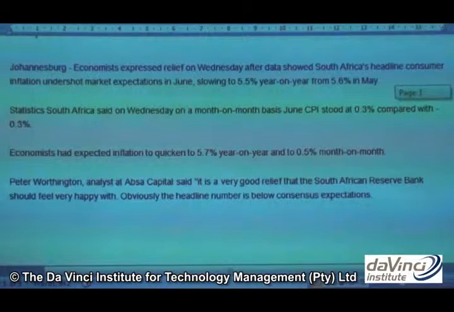Slowing 5.5% year on year from 5.6 in May. Okay, thanks. Mandy, why don't you carry on? Statistics for Africa say on Wednesday and a month as okay, David, June CPI stood at 0.3% compared with 0.3%. Negative 0.3%. Okay. Now, who's lost?